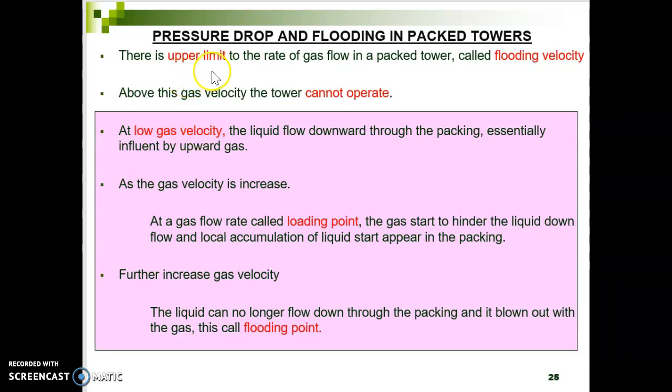Therefore, there is an upper limit to the rate of gas flow in a packed tower, which we call the flooding velocity. It is because above this gas velocity, the tower cannot be operated. So in designing the column, the gas coming into the column must have a specific velocity, which must be lower than its flooding velocity. At low gas velocity, the liquid flowing downwards through the packing is essentially uninfluenced by the upward gas.